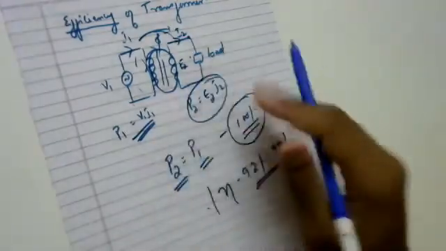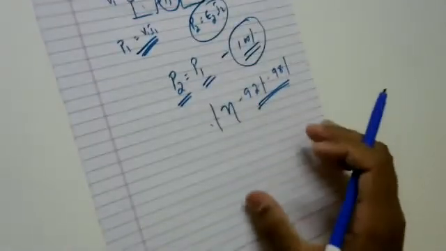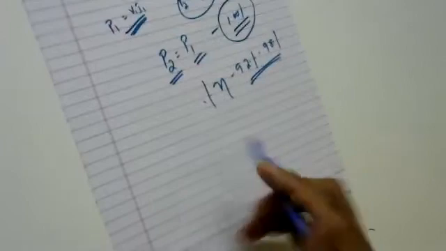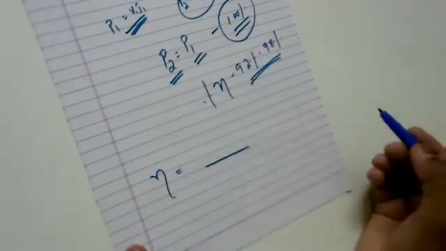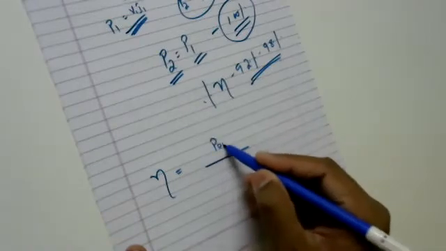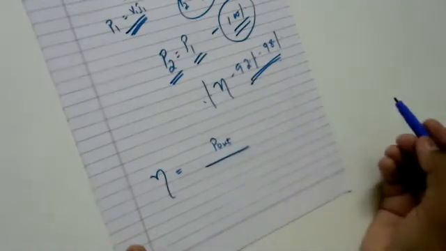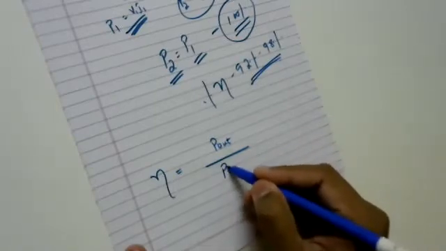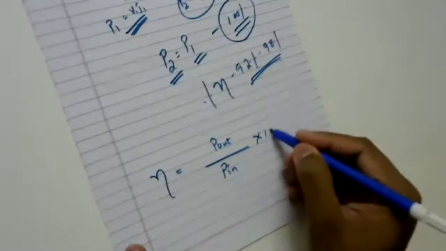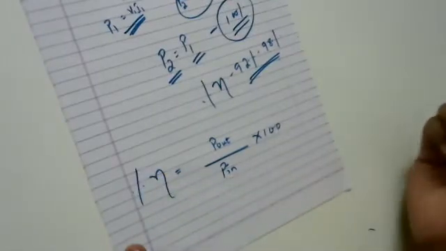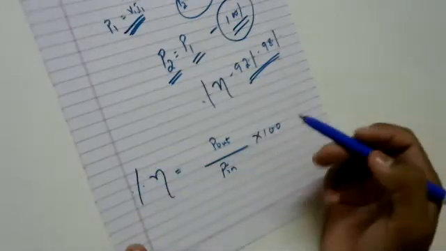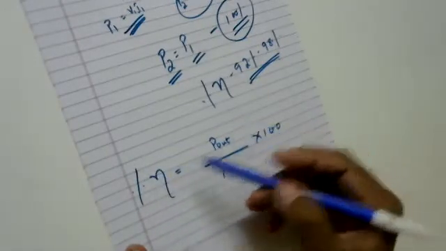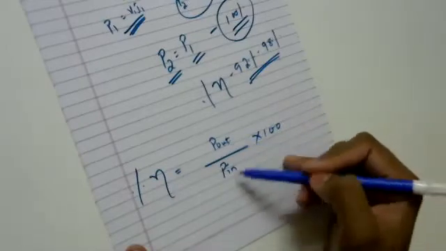Then how best can I define the term efficiency? Efficiency is defined as a ratio of output power to the input power expressed as percentage. So this is called percentage efficiency. Percentage efficiency is defined as the ratio of output power to input power expressed as percentage.